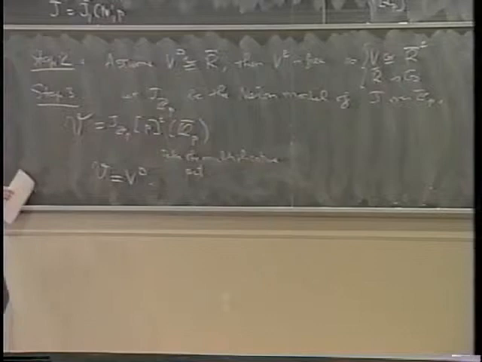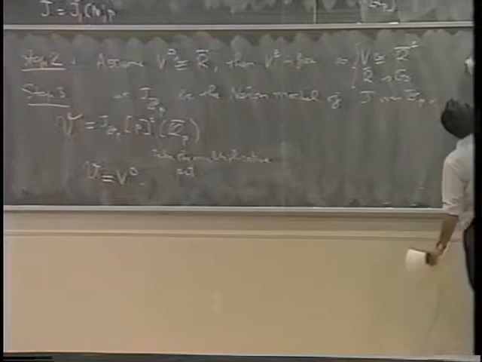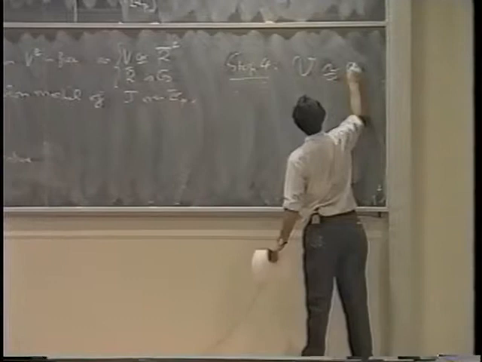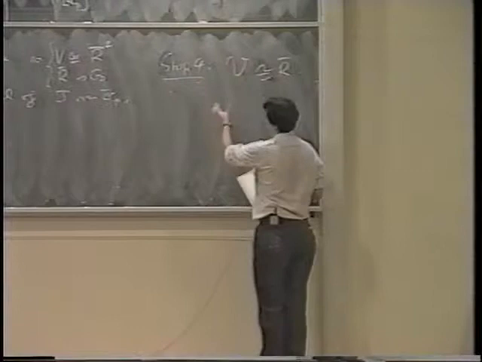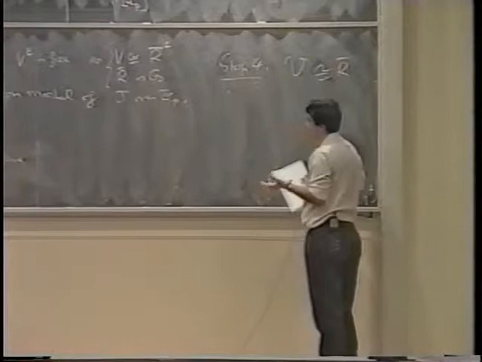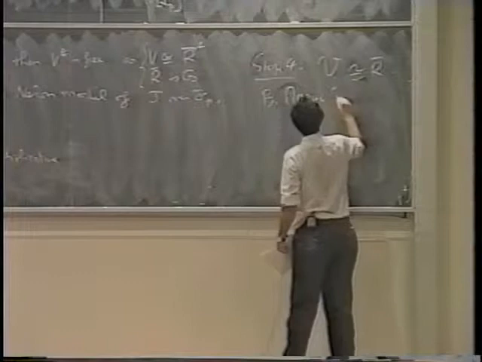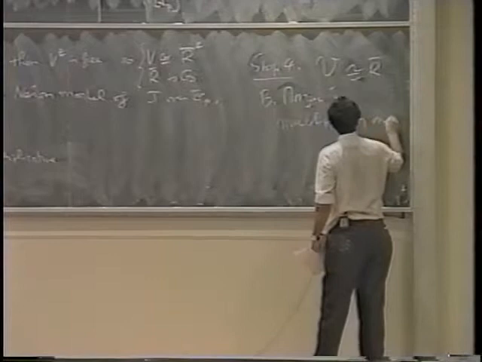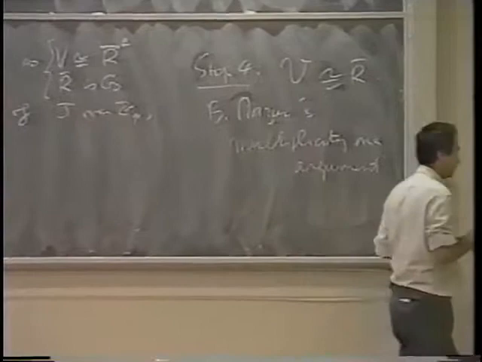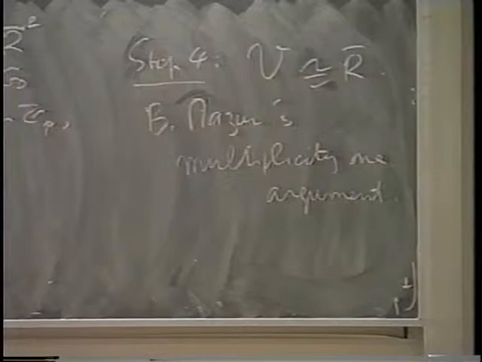And step four is where the real work is. Step four is to prove that V is free. So V is isomorphic to R bar. This is the key point, and it relies on the so-called multiplicity one for the Q-expansion in characteristic p argument due to Barry Mazur. So it's Barry Mazur's multiplicity one argument. I don't know whether I'll have time to say something about that, maybe.